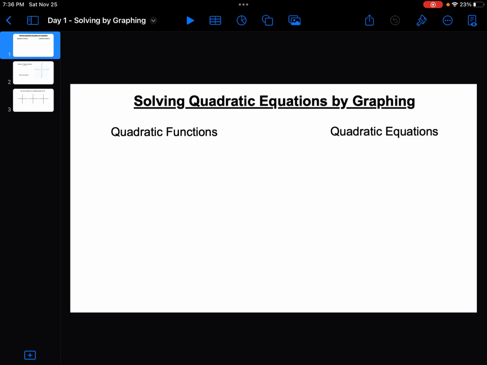So solving quadratic equations is similar to solving any equations, but when we're solving by graphing, really what we're looking for is where does the equation hit the x-axis. That's what we mean when we're solving a quadratic equation.